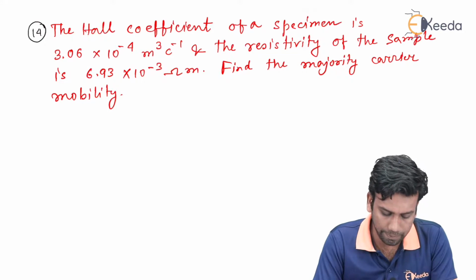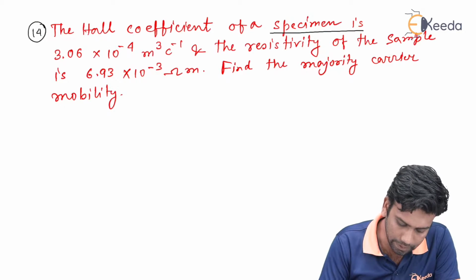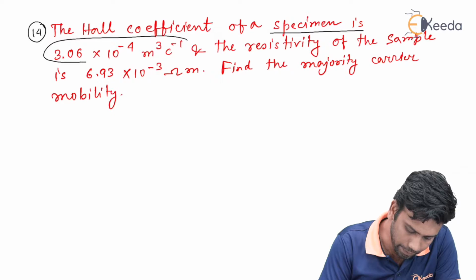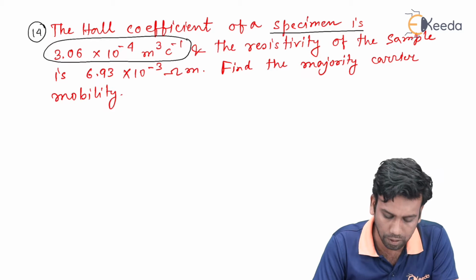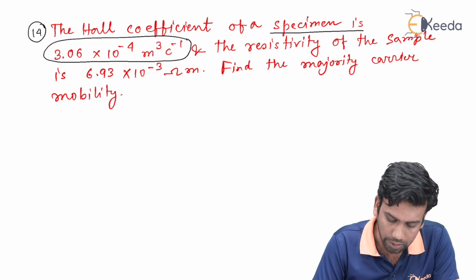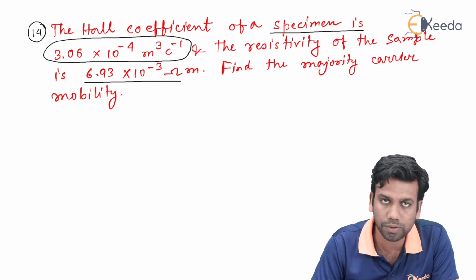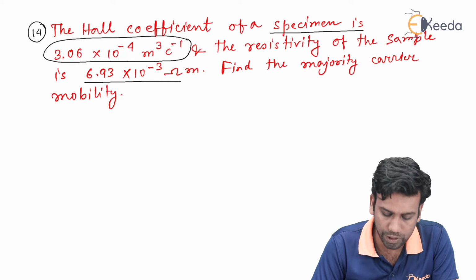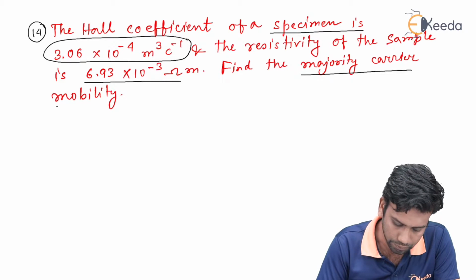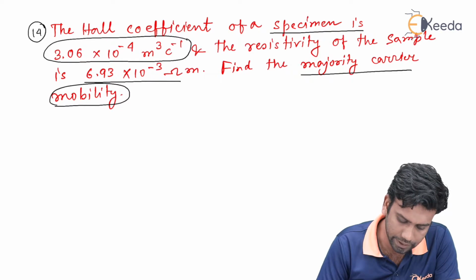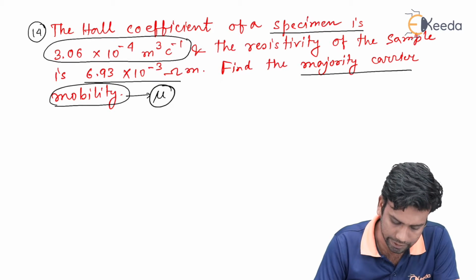According to the given problem, the Hall coefficient of a specimen is given by 3.06 into 10 to the power minus 4 meter cube per coulomb, and the resistivity of the sample is given by 6.93 into 10 to the power minus 3 ohm meter. We have to find the majority carrier mobility value. That means we have to find the mobility value of the majority carriers.